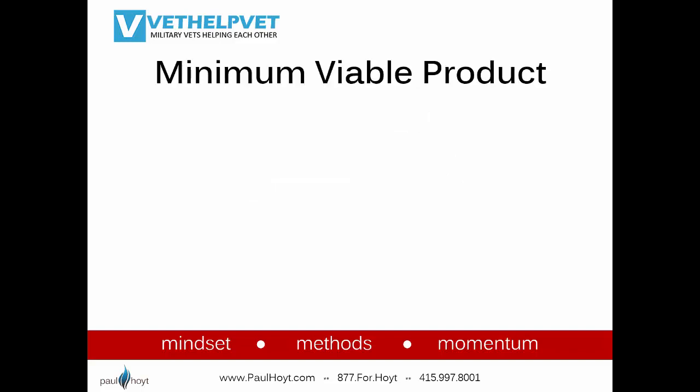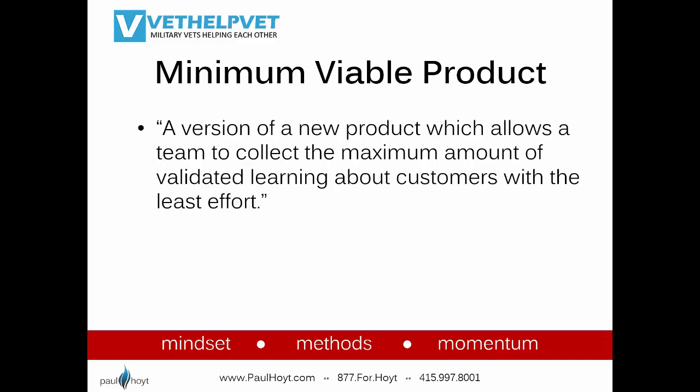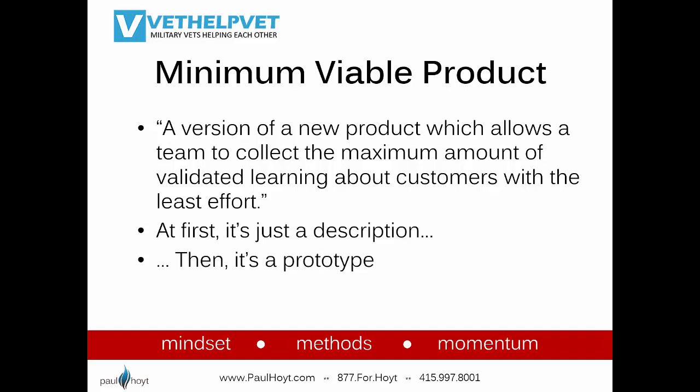The second concept is the minimum viable product. A minimum viable product is a version of a new product that allows the team to collect the maximum amount of validated learning about customers with the least amount of effort. At first, it's just a description, and then it becomes a prototype, and then it becomes a minimum viable product.